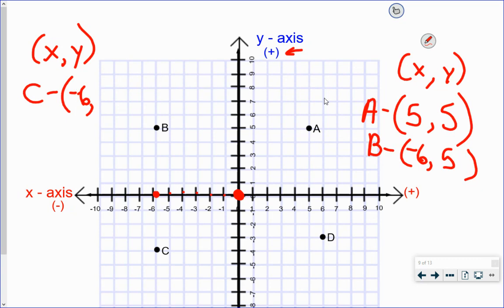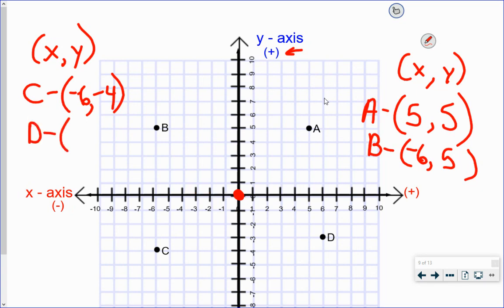Now what's y? Do I go up, positive, or do I go down, negative, to get to C? Well, I have to go down, negative. Well, from -6, I'm going to go down. 1, 2, 3, 4. So -4. So the location of C is -6, -4.